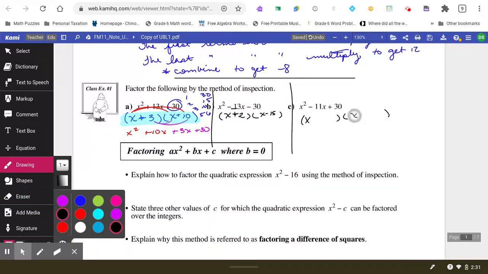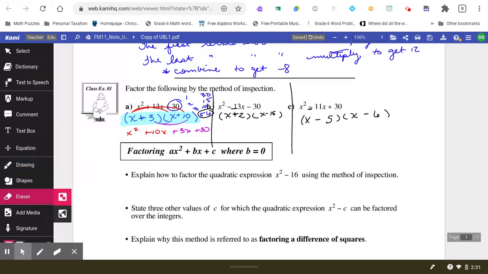All right, one more question. Nothing common, so I'll go to 2 brackets. I need factors of 30 that give me 11. Well, 5 and 6 would give me 11. So we'll say 5 and 6. Since this is negative, I need to owe the 5 and the 6. And then double check: when I multiply them out, I will indeed get a positive 30 there.